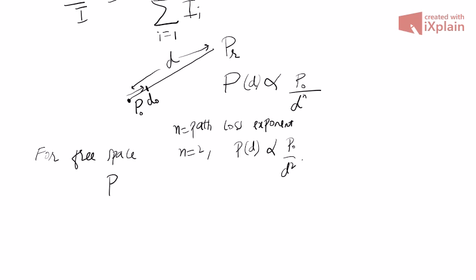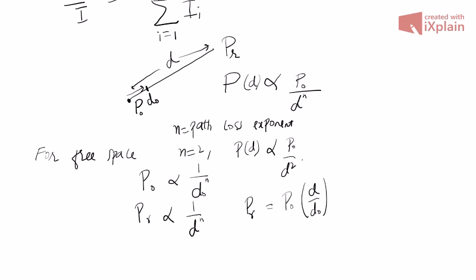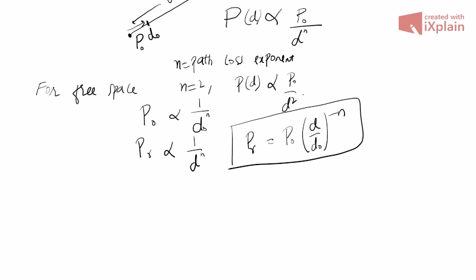So we can easily write that P naught is inversely proportional to D naught to the power n, and PR is inversely proportional to D to the power n. It decays with distance. That is the main thing. So I can write PR is equal to P naught times D over D naught to the power minus n. We will go deep into this equation in large scale modeling. Right now you take it as this.